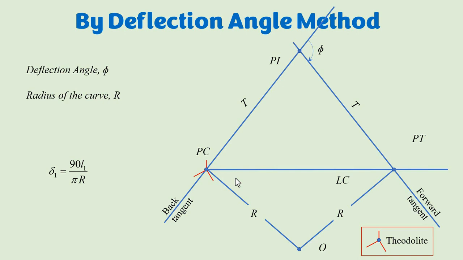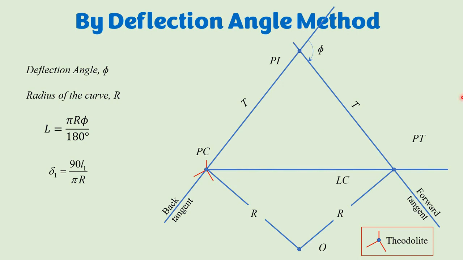We know the formula for the length of the curve, which is pi r phi over 180. This involves the radius of the curve and the deflection angle. Using this we can calculate the length of the curve, which is the distance from PC to PT measured along the curve. Once we have calculated the length of the curve, depending upon that we can decide the peg interval.